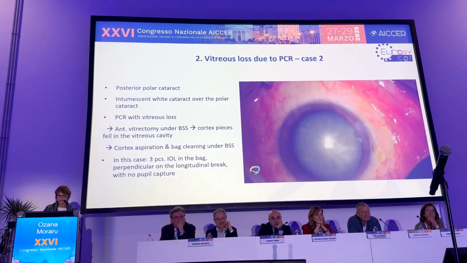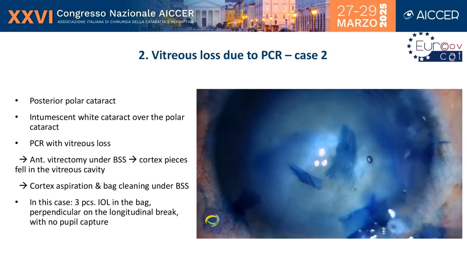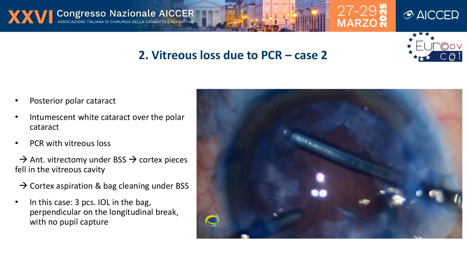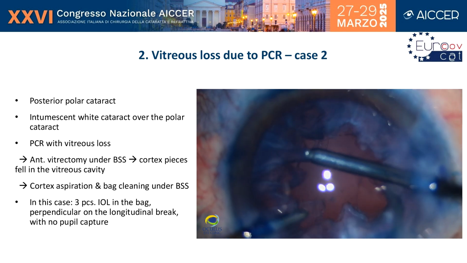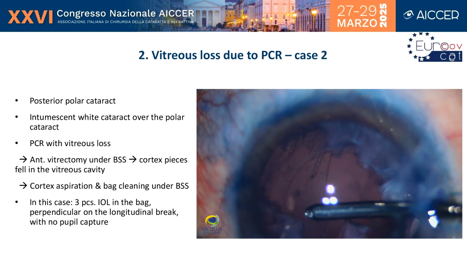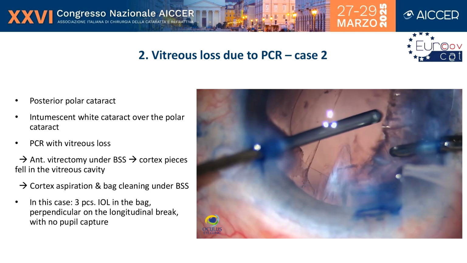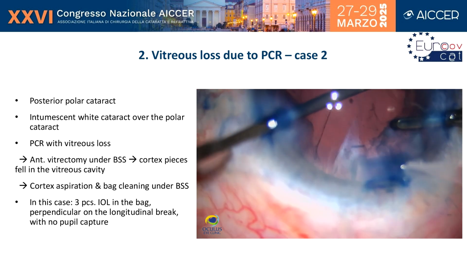And this is another case done by a colleague of mine. This is a polar posterior cataract over which an intumescent anterior cataract developed. The capsulorhexis was fine, but the posterior capsule broke in a specific design, like almost all of the polar cataracts.